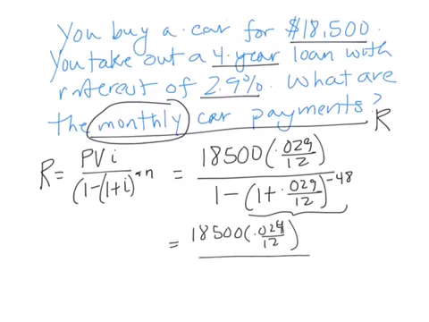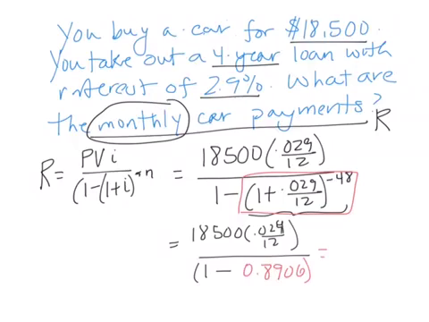So we're going to say 18,500 times 0.129 divided by 12. And then we're going to divide that by 1 minus, and this whole part of the expression is 0.8906. And now you won't worry about where that exponent goes.